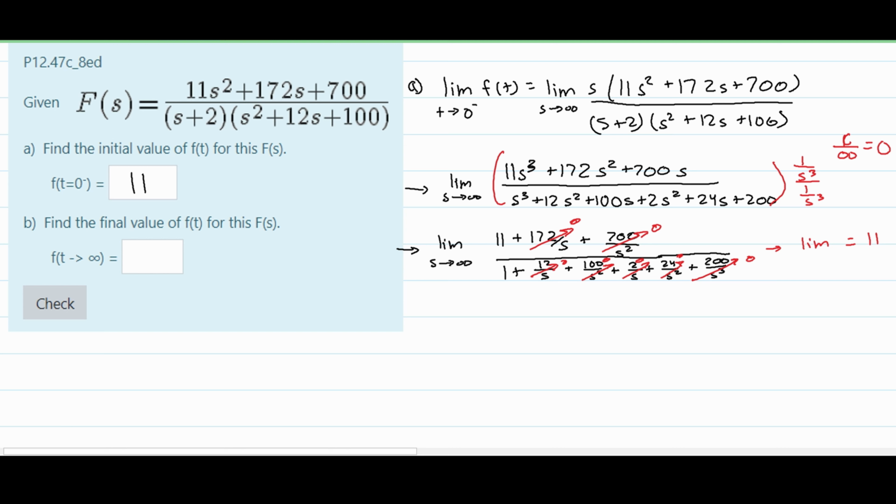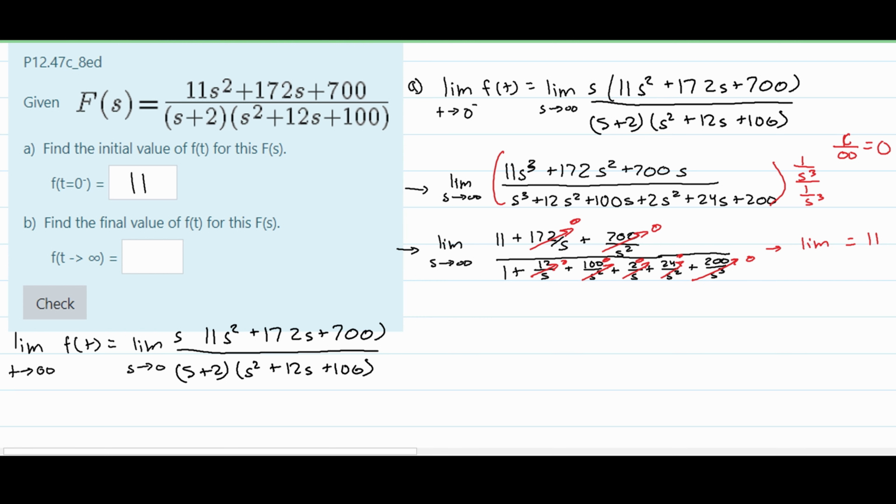Now, we need to find the final value of f(t) for this F(s). We're going to have the limit as t approaches infinity of f(t), and it is equal to the limit as s approaches 0 of s times our F(s). And we know what our F(s) is, so we're just going to plug this in here again. And so this is going to be our equation.